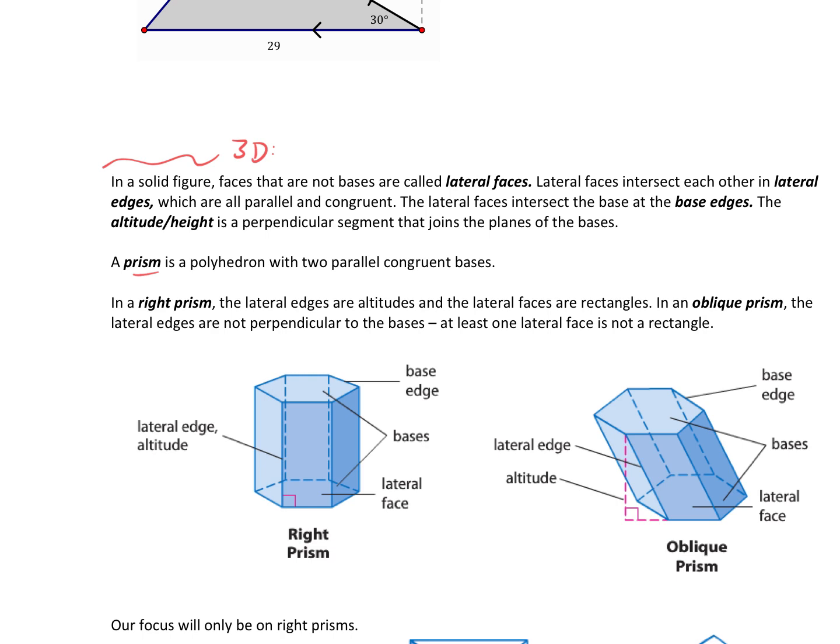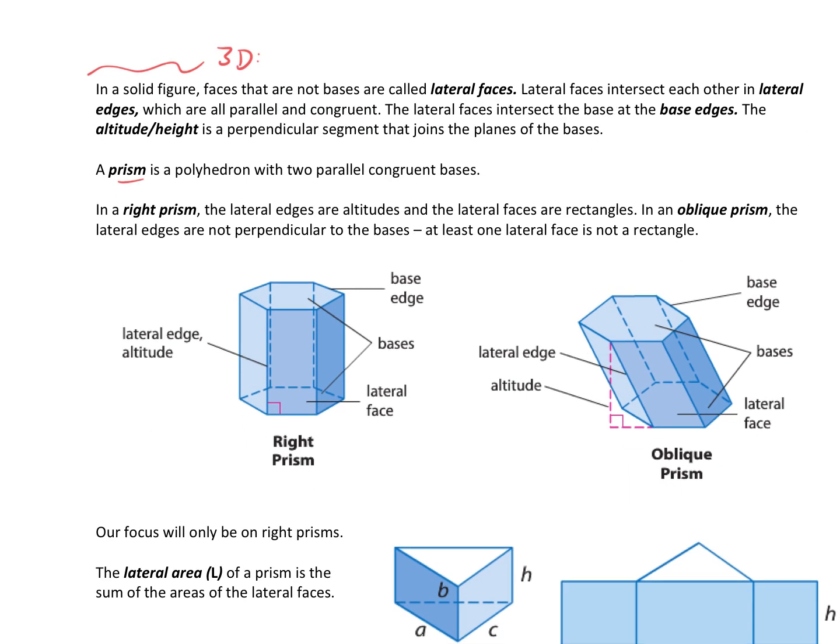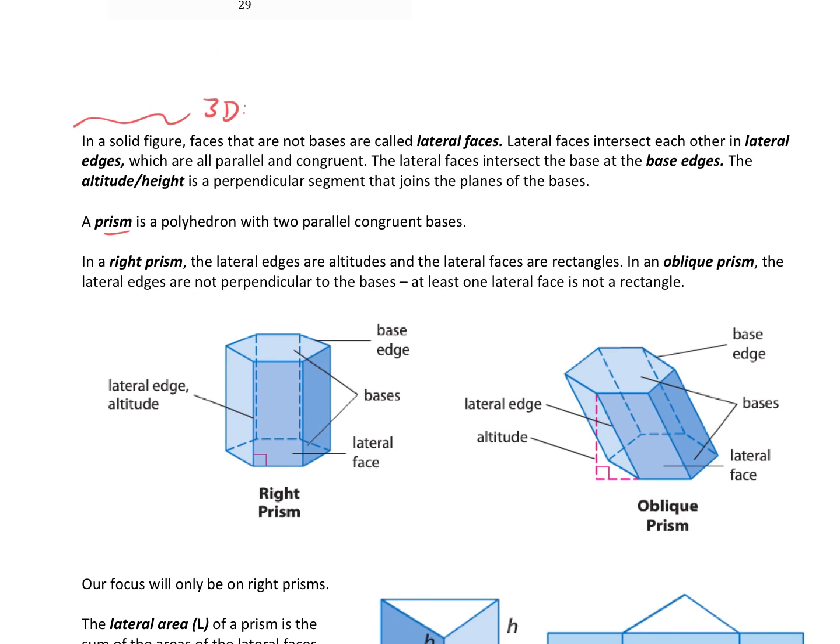Prism is a polyhedron with 2 parallel congruent bases. That's kind of a big statement. In class, when I get back, I'll be able to show you. I have a lot of models for these things.